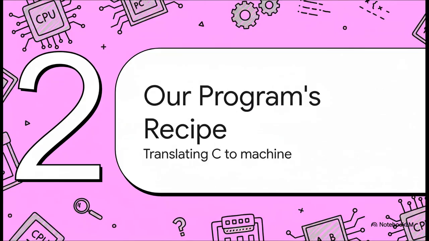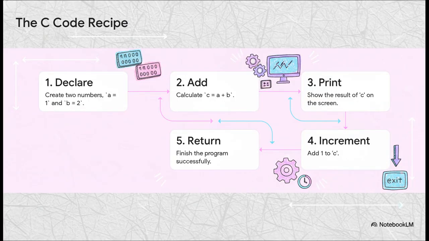Now, to see what's happening with total clarity, we need a really simple test subject. We're not going to fire up some complex app. Nope. We're going to use this tiny little program written in C that just does a couple of basic things. And that simplicity, that's our superpower here, because it's going to let us see every single step without getting lost in the noise.